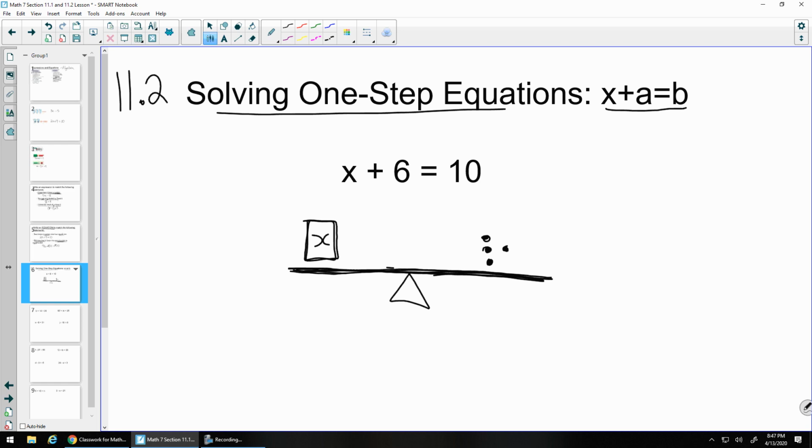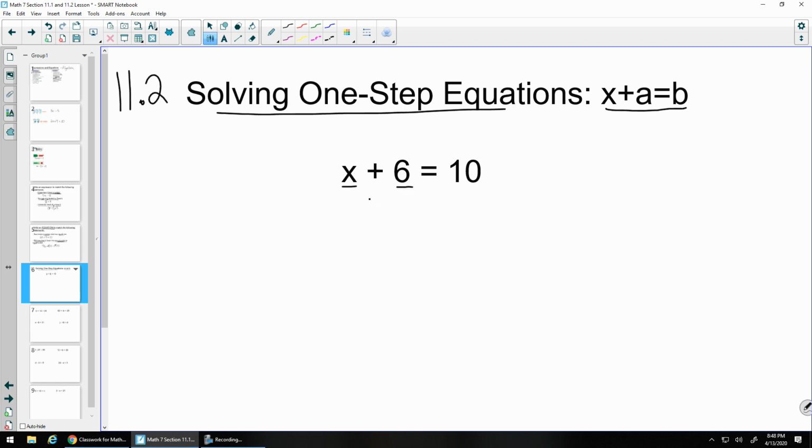So what I did is I did the same thing on both sides, and it was the opposite of what was being done to x. So instead of looking at this diagram, what I did is I said, okay, well, here I have x plus 6.